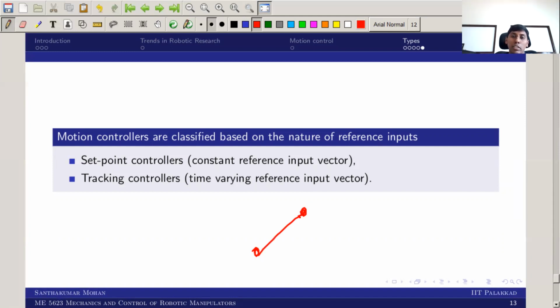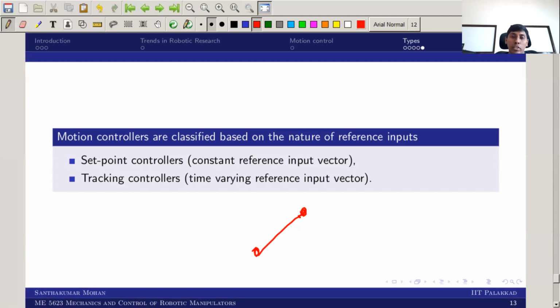Some of the expert drivers will take a few seconds. Some of the learning drivers will go back and forth, reverse and forward. They take further time, right? The set point control is time independent. Whereas if the trajectory or the given input is dependent on time, then that kind of controller we call tracking, because it is tracking the profile.